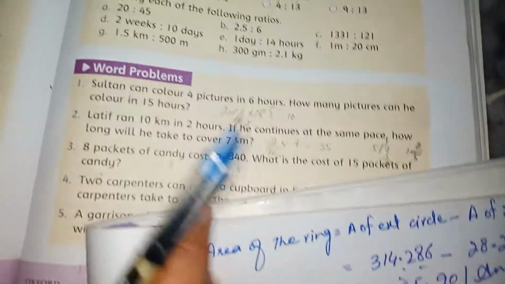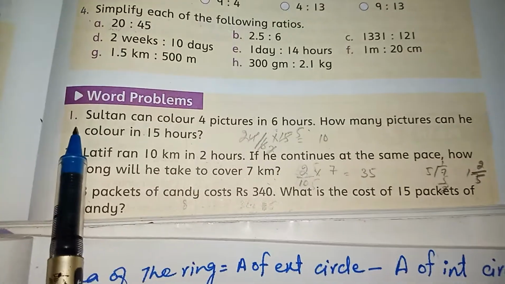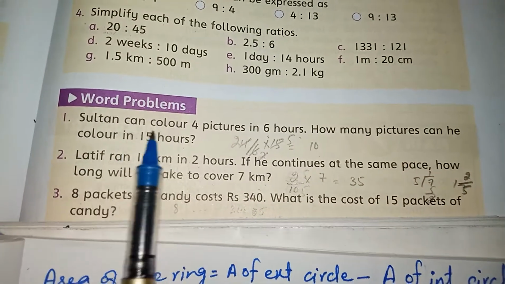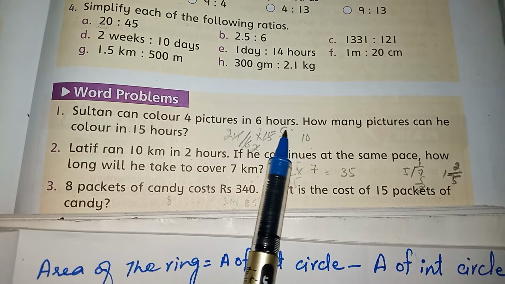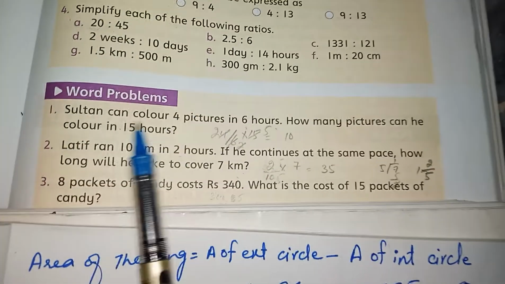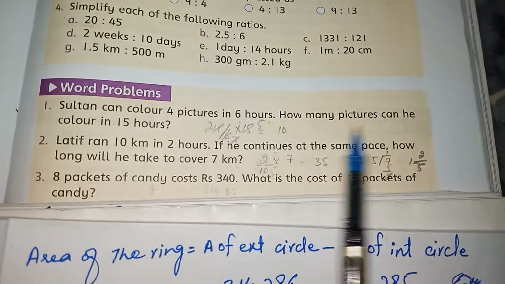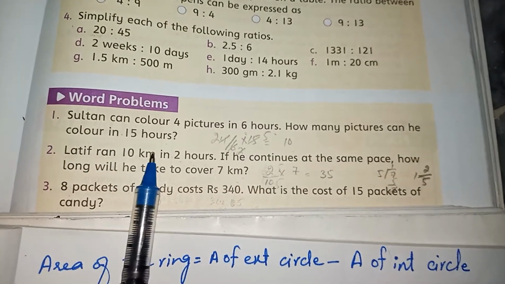And now come to the exercise that is word problems. Question number 1. Sultan can color 4 pictures in 6 hours. How many pictures can he color in 15 hours?